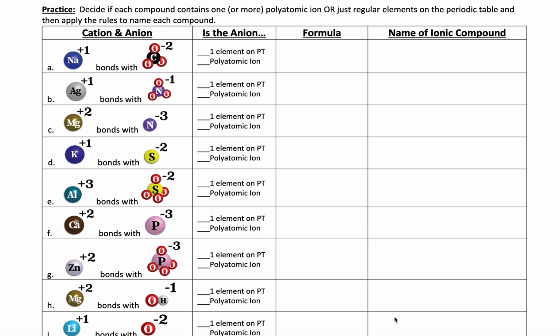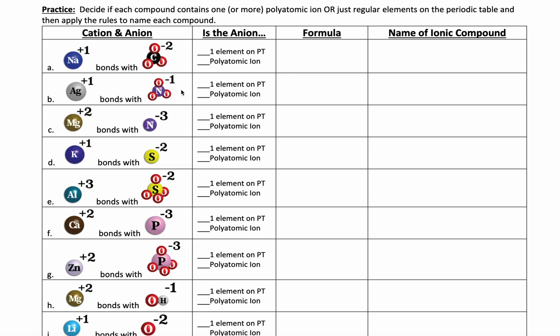All right, so let's practice differentiating between compounds that contain polyatomic ions and compounds that contain regular old elements. Let's look at the differences and bring this all together and see how we treat them differently. So the first example, we've got sodium, which tries to give away one electron, and it wants to bond with carbon, who's having a party with oxygens, a group, a polyatomic ion. And this polyatomic ion has to gain 2 electrons. So what is the formula, and then what's the name of this compound?